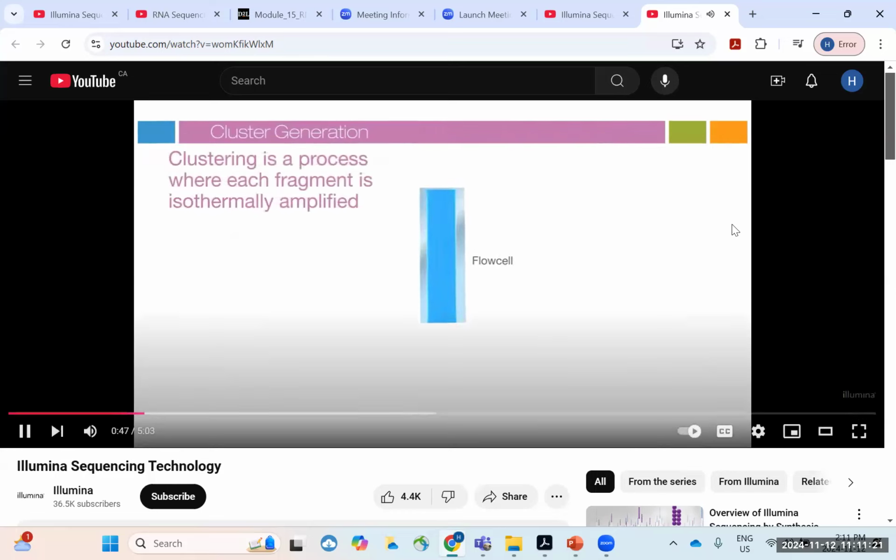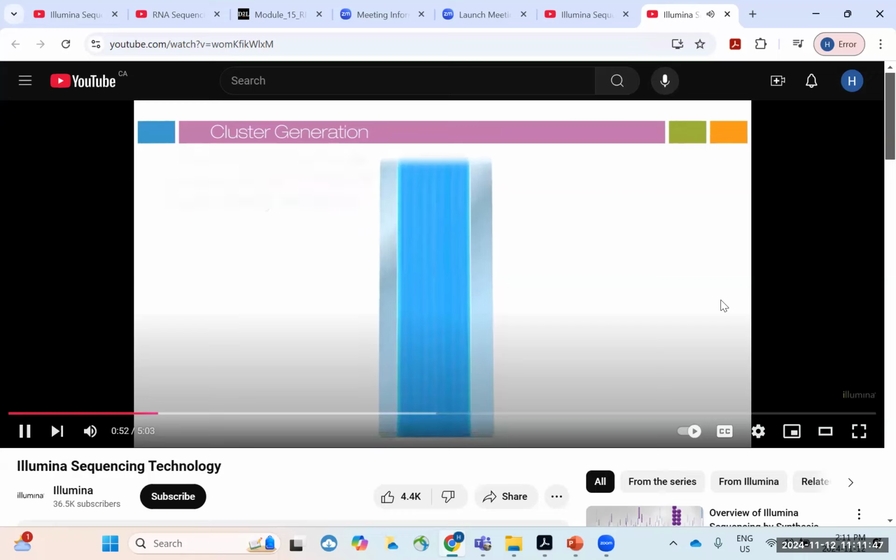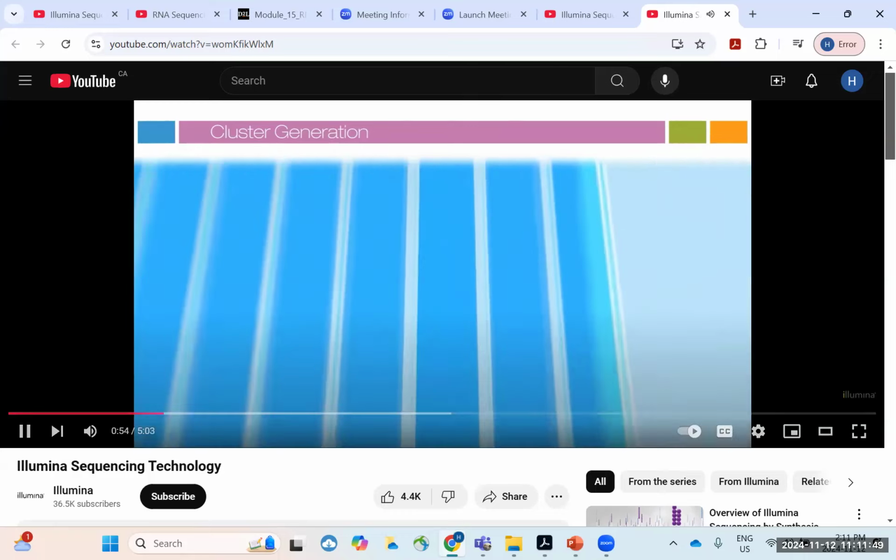Clustering is a process wherein each fragment molecule is isothermally amplified. So that's the flow cell. The flow cell is simply a slide that has lanes, and it has millions of those adapter molecules, complementary to the adapter molecules already hybridized to those cells. So you will see that there's only two types of complementary adapters. The flow cell is a glass slide with lanes.